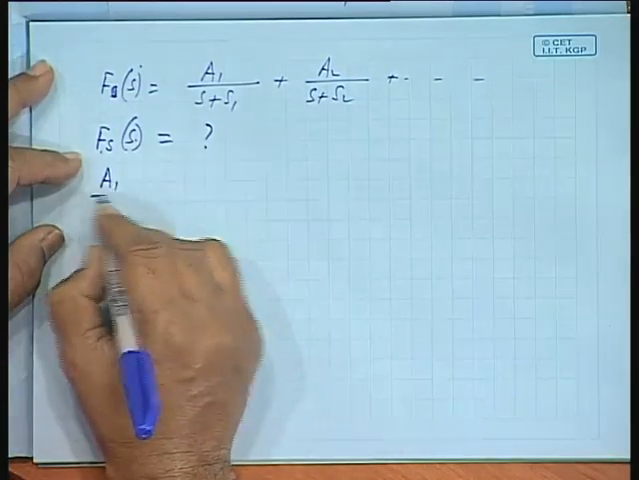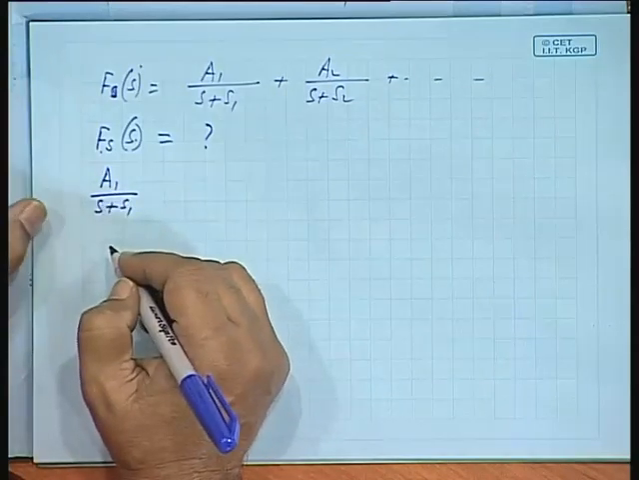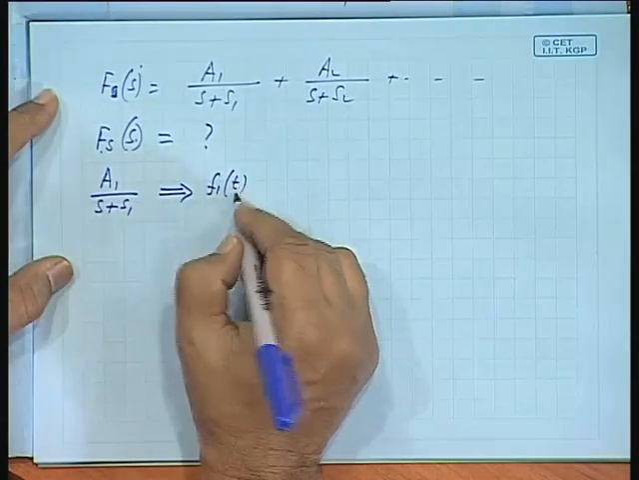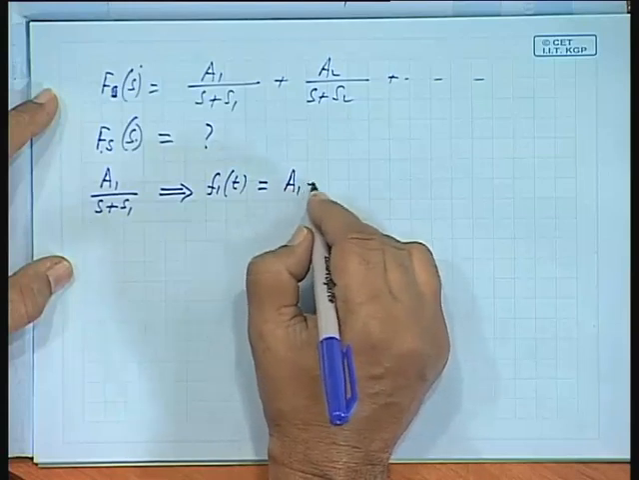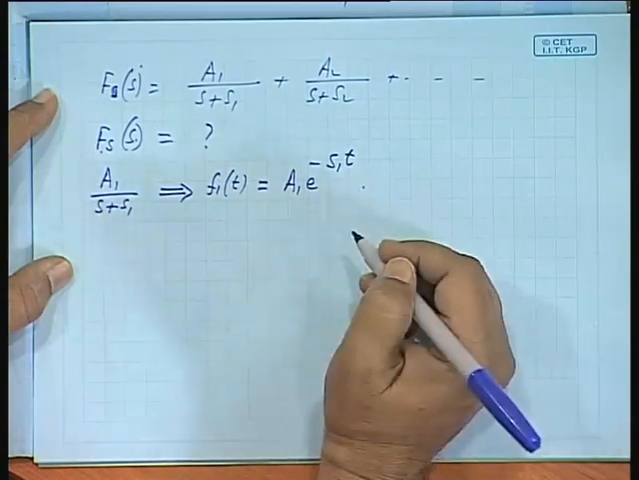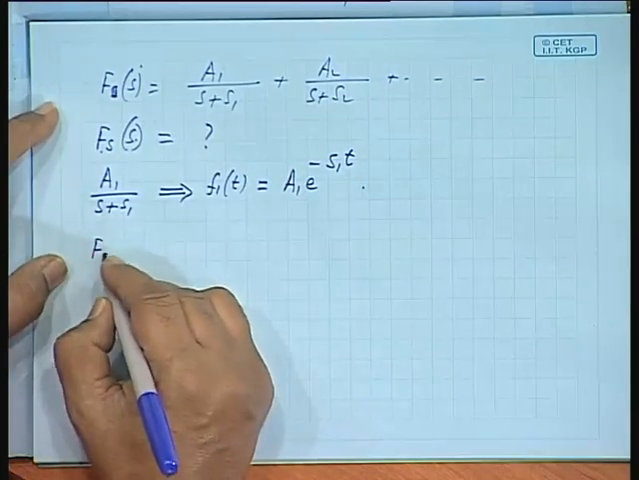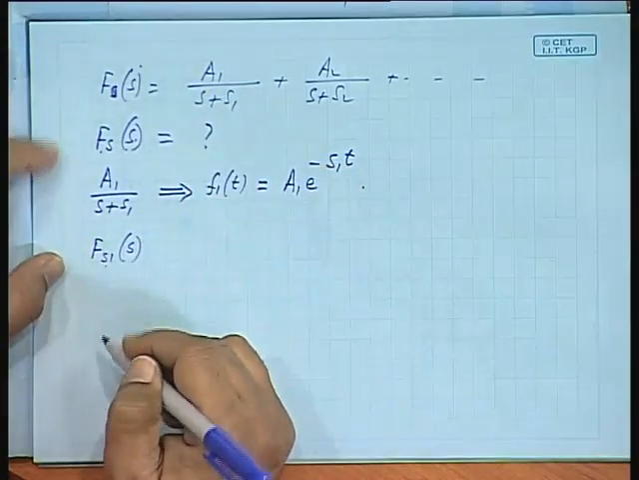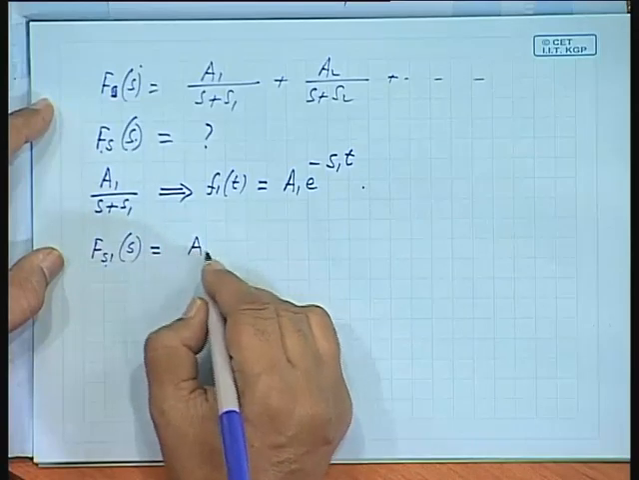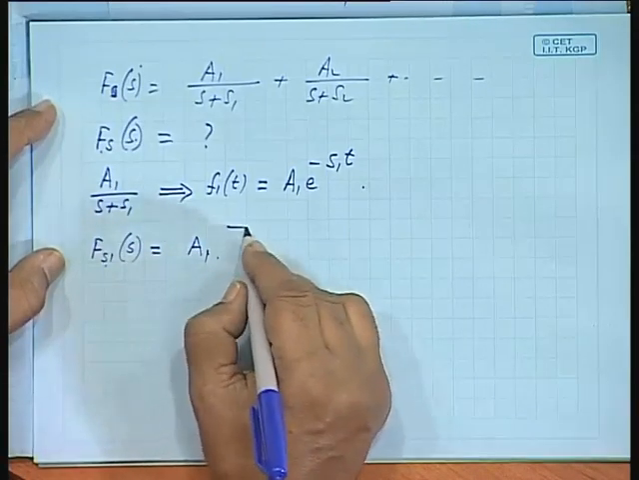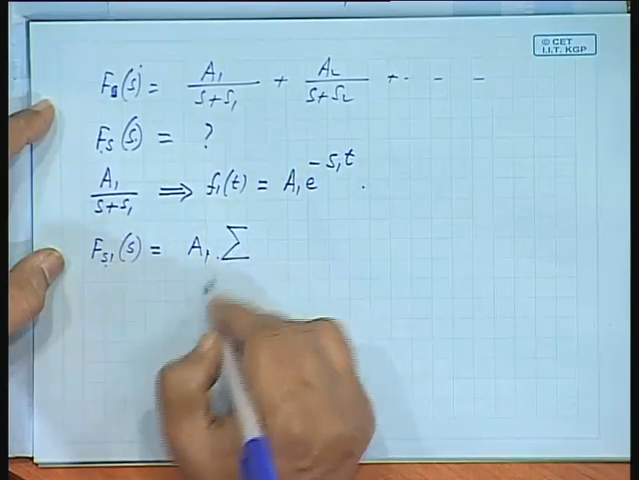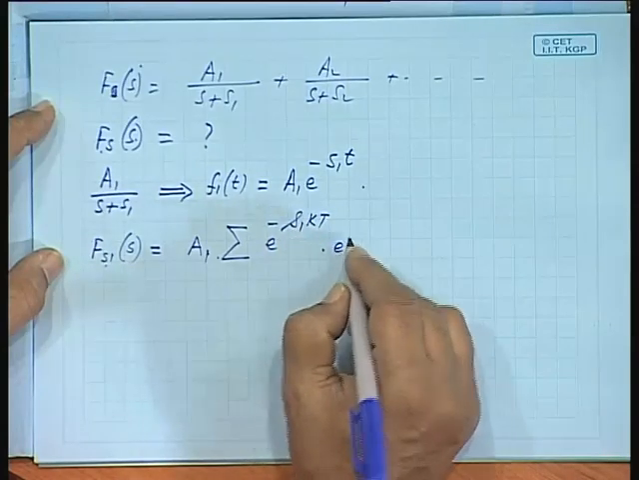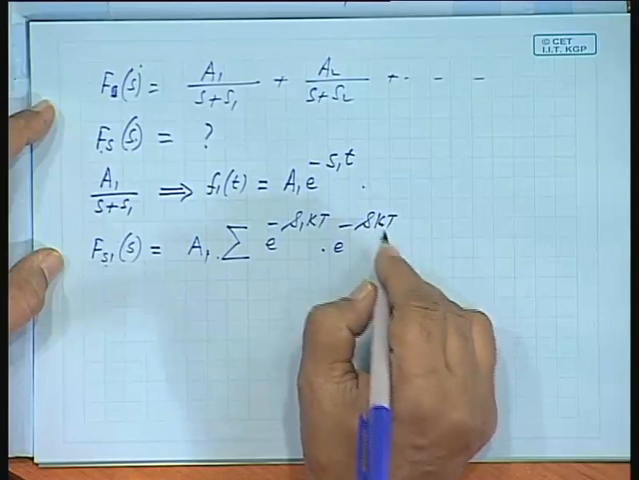So, A1 by S plus S1, what is its corresponding time domain response? If I call it F1t, that is equal to A1 into e to the power minus S1t, agreed. So, for this, what will be Fs? It will be A times A1 times the discretized version of this. If I take e to the power minus S1 kt, e to the power minus S kt, do you agree?